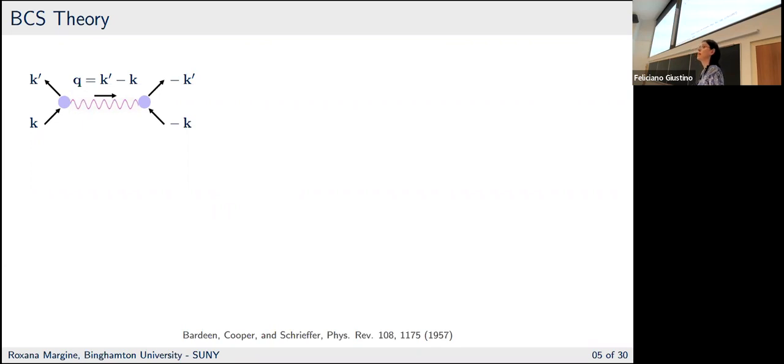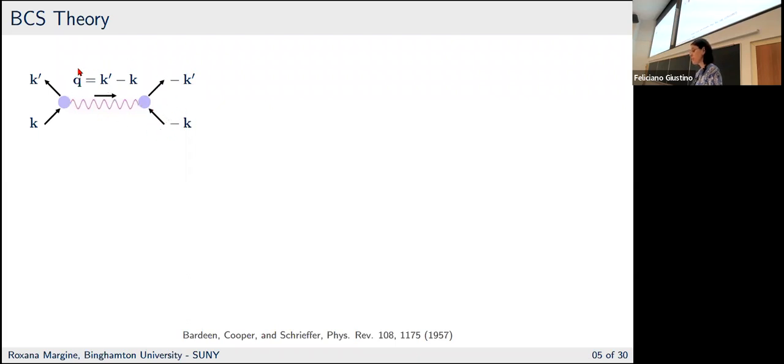So as an electron travels through a crystal, it attracts the ions and creates a deformation potential, and a second electron with opposite momentum will be attracted to this region, and in this way the two electrons become strongly correlated. From a diagrammatic picture, it means that the two electrons scatter on each other by exchanging a virtual phonon, and a pair with momentum k, minus k, goes into another pair k prime, minus k prime. So you see that one electron emits a phonon, and this is absorbed by the second electron.